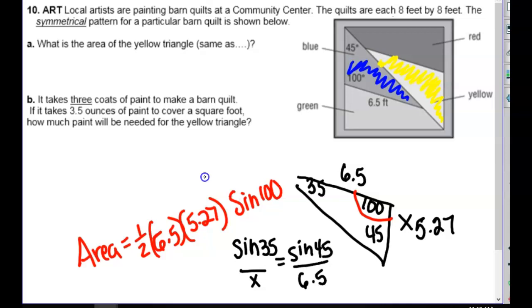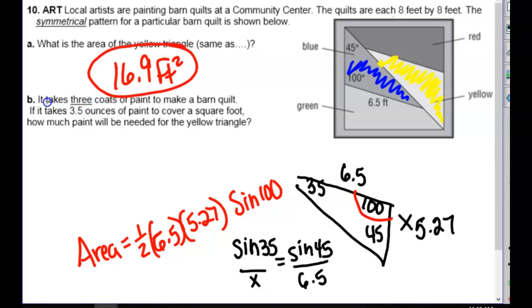I left the whole decimal in and got 16.9. Did anybody round the decimal? I got 16.86. Yeah, I got 16.96 if I rounded this to 5.3. So somewhere around 16.9 or 17. I'm going to put 16.9, and that was square feet.